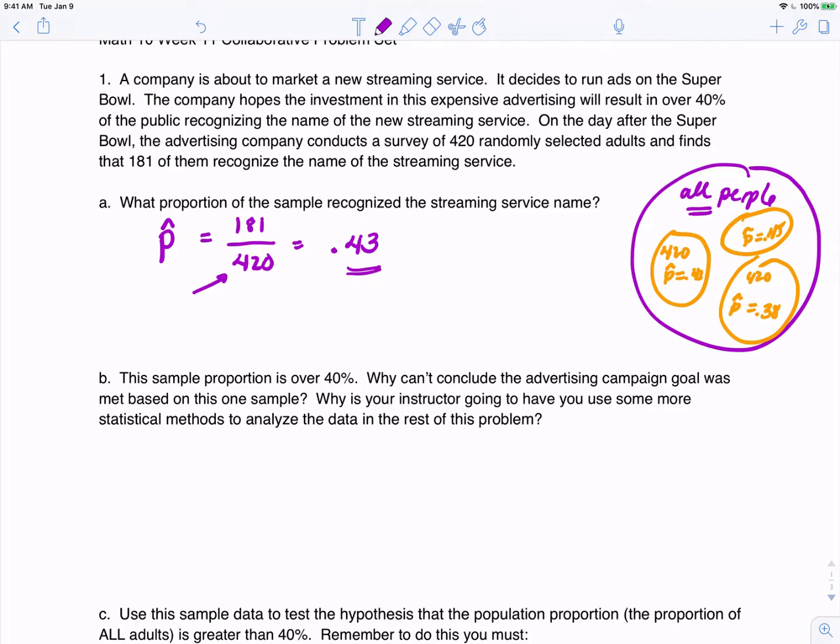So that's the power of the central limit theorem. The central limit theorem says that if certain conditions are met, n times p and n times 1 minus p, if those conditions are met, that these are both greater than 10, then we can predict the behavior of all of these samples being drawn from the population. And that's what hypothesis testing is based on. So we can't conclude the advertising campaign goal was met based on the one sample because it's just one sample.